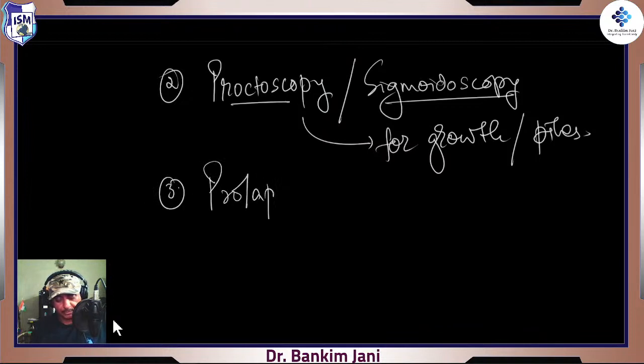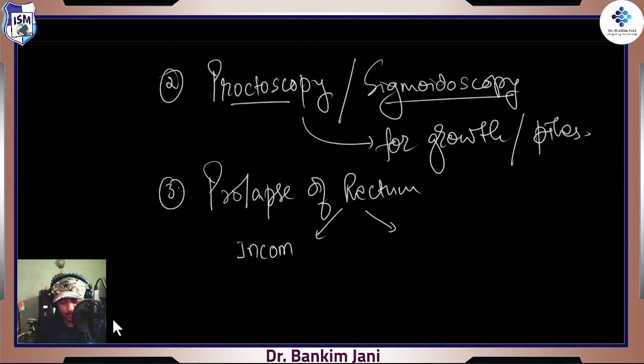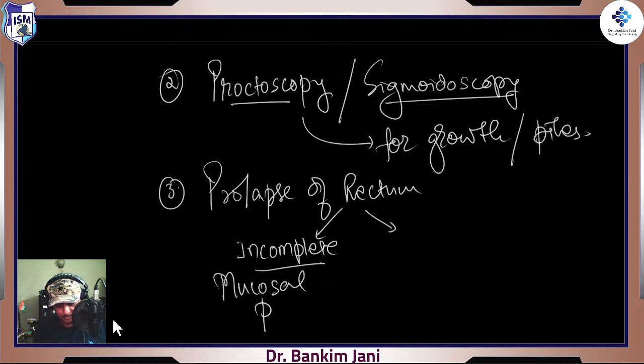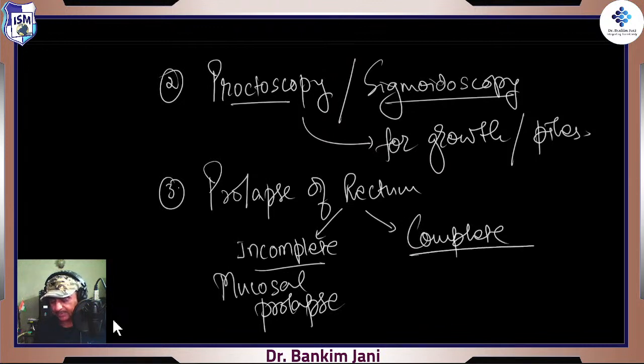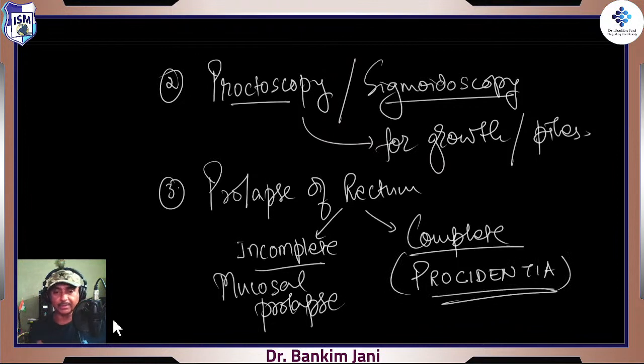What we were talking about was prolapse of the rectum, right? Now, prolapse of the rectum can again be divided into two parts. One is incomplete, and in incomplete, it is only the mucosa which prolapses, not the entire rectum. So incomplete means it is the mucosal prolapse. When we say complete, the name itself is telling, complete, that means everything. And this has a very classical name, which is called procidentia. Procidentia means complete rectal prolapse.